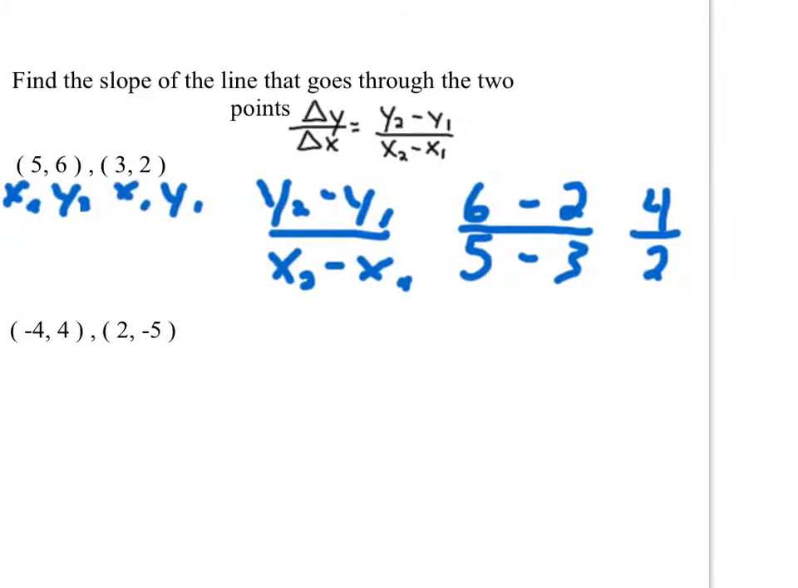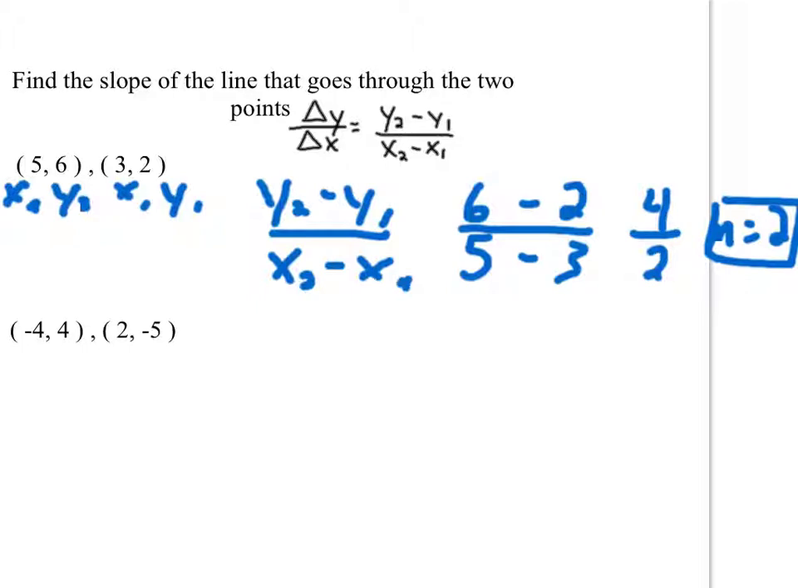Alright, now I'm not done yet, because I've got to simplify that, and I've got to put m equals, so it's m equals 2. M equals positive 2 for that one. Okay, that's what it would reduce to. You could put 2 over 1 if you wanted to, but you don't need to.